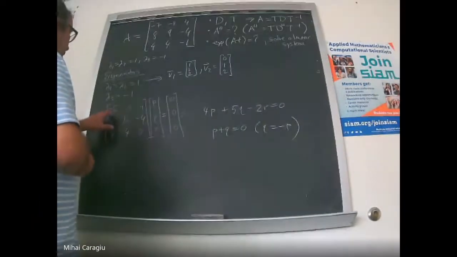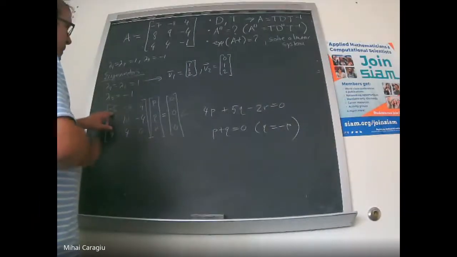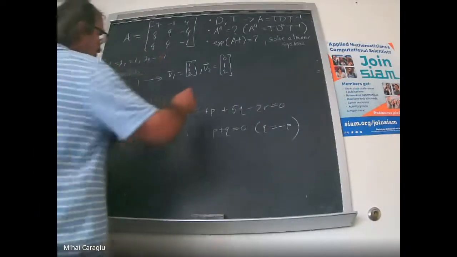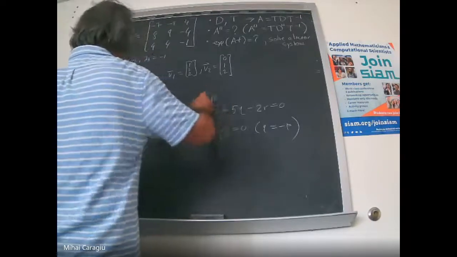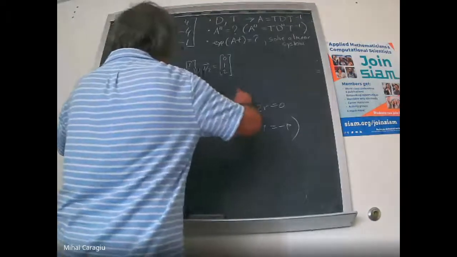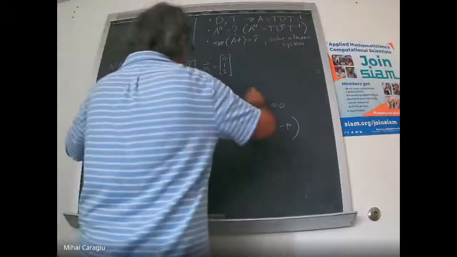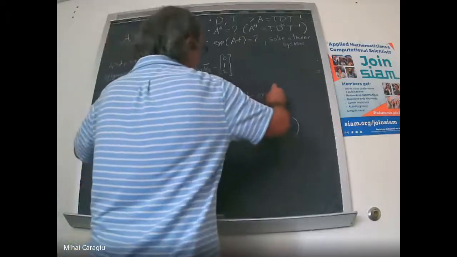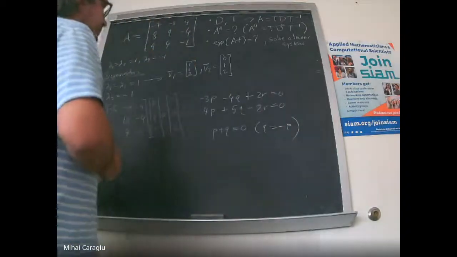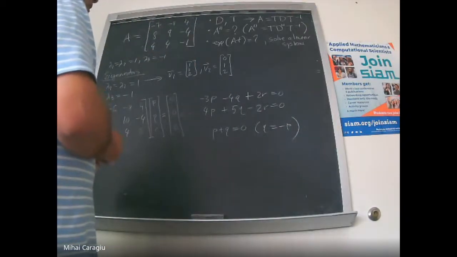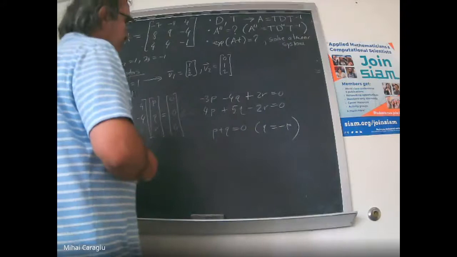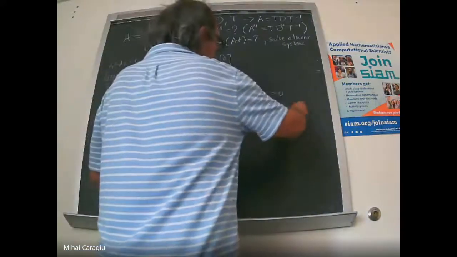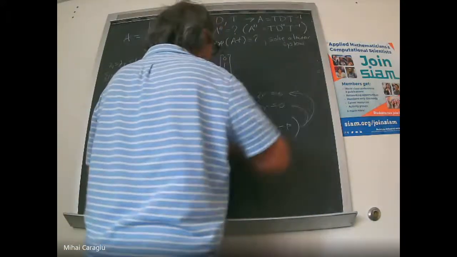This will be minus, let's divide by 2 right away. So minus 3p minus 4q plus 2r equals 0. Okay, so let's try to introduce q equals minus p into those two equations, see what we get.